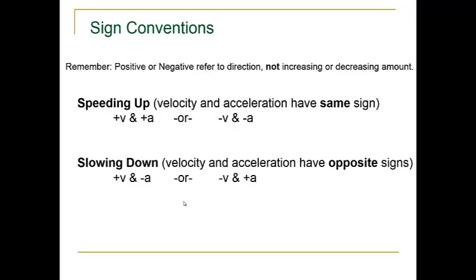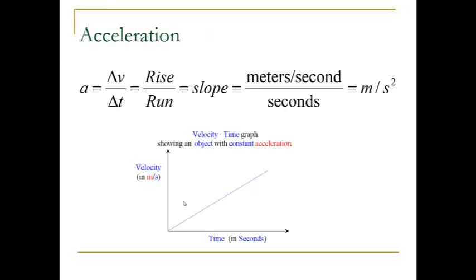Look at your slope. What is your slope telling you? If your slope is positive, then that's going to tell you a lot. Be careful when you're looking at your signs, okay? Positive and negatives refer to direction, not increasing and decreasing. And that's a common thing in physics, which you're going to see a lot. So again, for your acceleration, you can have the same thing, rise over run. When you're looking at a velocity versus time graph, that means that your slope would be your acceleration.